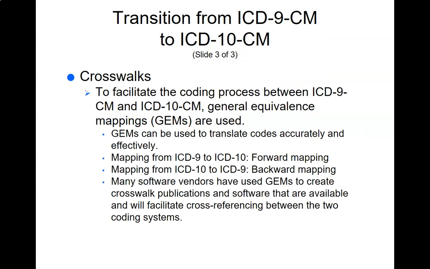Crosswalks were created to facilitate the coding process between ICD-9-CM and ICD-10-CM. The general equivalence mappings, called GEMs, are used. GEMs can be used to translate codes accurately and effectively. Mapping from ICD-9 to ICD-10 is forward mapping, and mapping from ICD-10 to ICD-9 is backward mapping. Many software vendors have used GEMs to create crosswalk publications and software that are available and will facilitate cross-referencing between the two coding systems. GEMs is the common translation tool developed by CMS and the Centers for Disease Control and Prevention, the CDC.